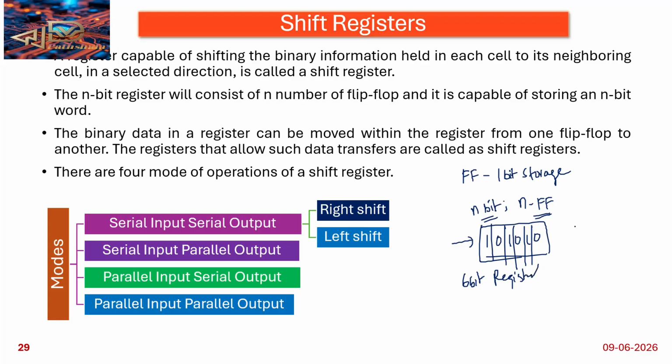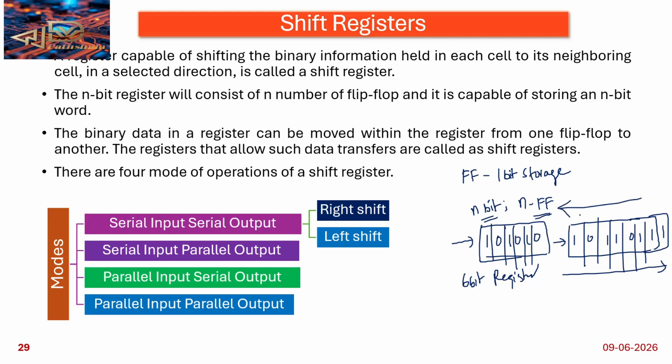Okay, suppose I want to form an 8 bit register. So I just want to place those 8 bit values here: 1 0 1 1 0 1 1 1. Then all 8 bits are stored. Here the data can also be moving from left to right and right to left. So these registers are classified into different modes.